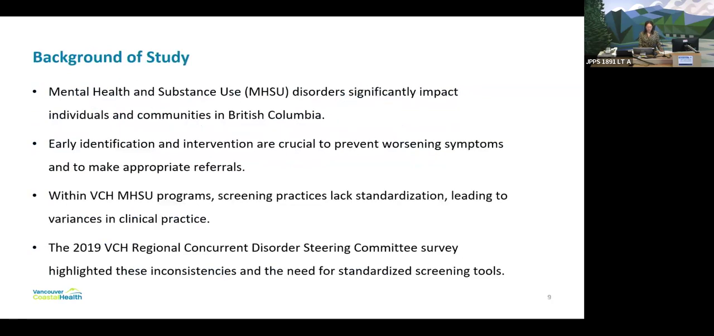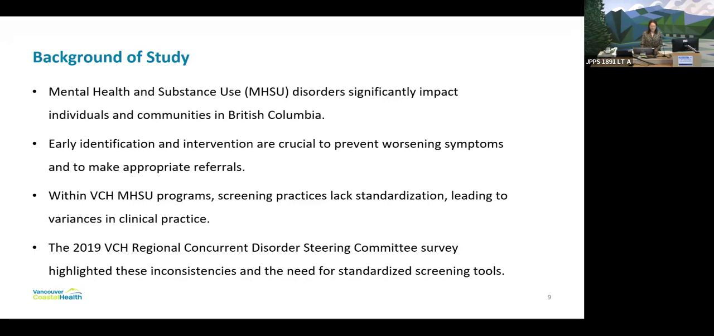So I'm just going to talk about the background of the study. So mental health and substance use disorders significantly impact individuals and communities in British Columbia. Approximately 1 in 5 individuals are impacted. It's important to have early identification and intervention to prevent worsening symptoms and to make appropriate and timely referrals. Within VCH, Mental Health and Substance Use Program, screening practices lack standardization, leading to variances in clinical practice.